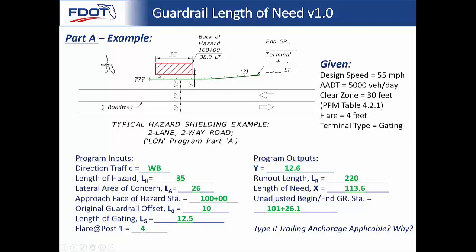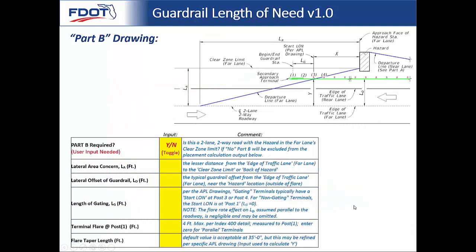Now let's check if the hazard's within the clear zone. Okay, so 12 plus 10 is 22, plus 5 feet. So that's 27 feet away. We know the clear zone's 30. So the clear zone falls in the middle of this hazard somewhere. And so we know that hazard's within the clear zone, or at least a piece of it is. And so the answer is yes. For the purposes of education, it just so happens that we're going to need to do part B. So go ahead and move on to part B.